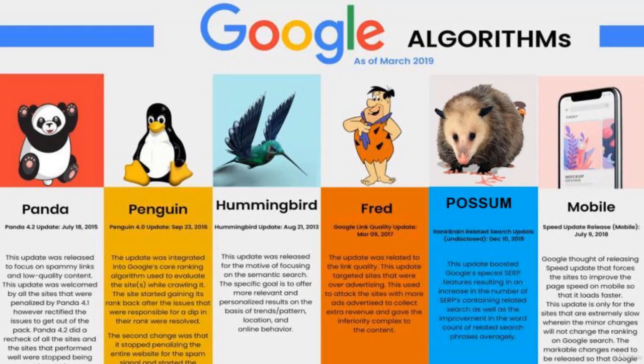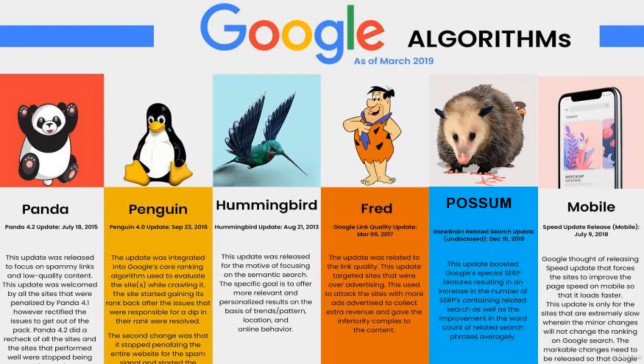The Penguin algorithm was first released in 2012, and it targeted black hat techniques for creating backlinks. Hummingbird totally changed the way Google works. It now takes into consideration the intent of the user instead of the keyword they're writing in Google. So based on their intent, Google will show the relevant result, and I will talk about that later on.